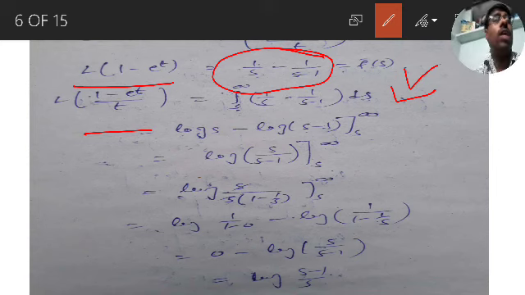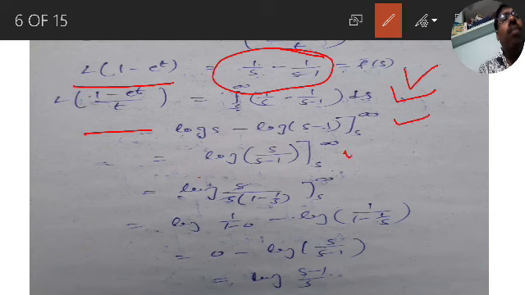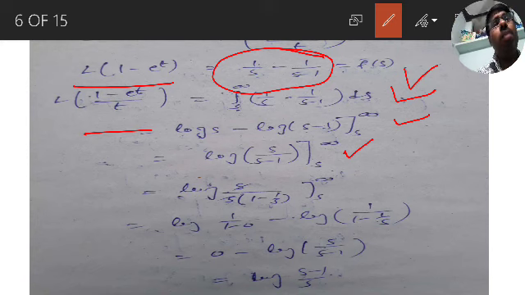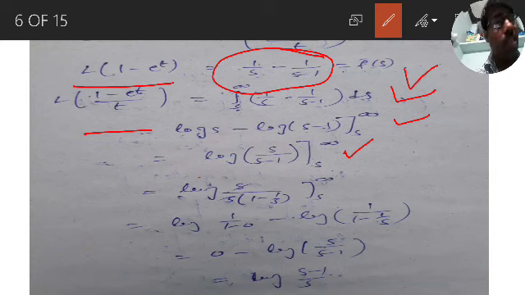Again use the formula: integration of 1 by x is log x. So the integral of 1 by s is log s, minus the integral of 1 by (s minus 1), which is log (s minus 1). Now use the logarithmic formula: log x minus log y is log x by y. Log s minus log (s minus 1) is log of s by (s minus 1), upper limit minus lower limit. If we apply the upper limit, in place of s we write infinity: infinity by infinity, which is undetermined.